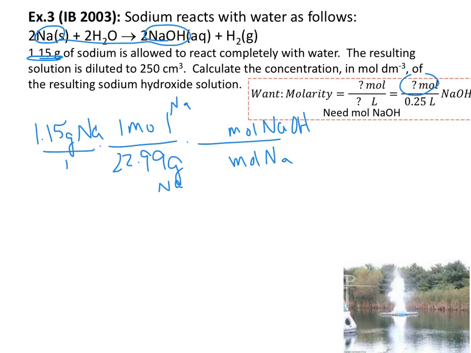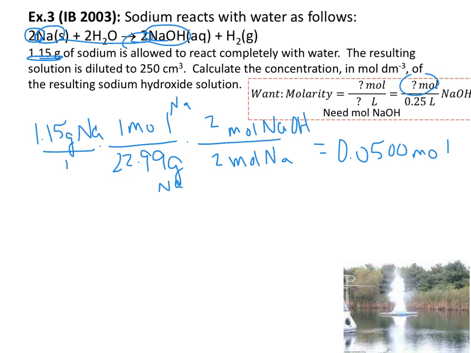So the mole ratio, the coefficients here are 2 and 2. So we're just going to use the 2 to 2 ratio here. So if you do 1.15 divided by 22.99, the 2's essentially cancel out, and you get 0.0500 moles, keeping with the 3 sig figs.